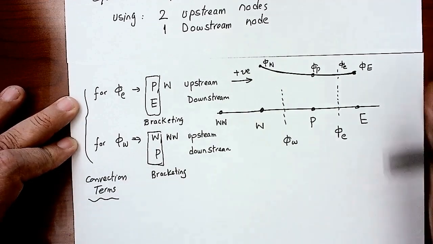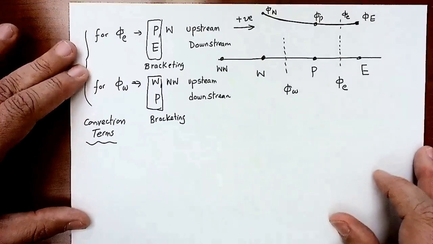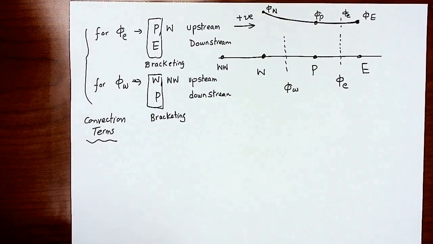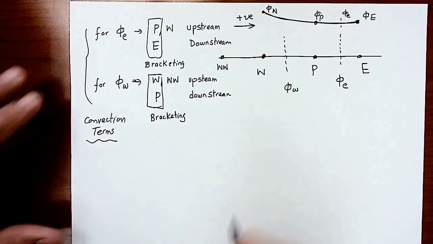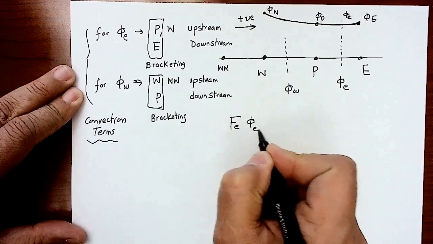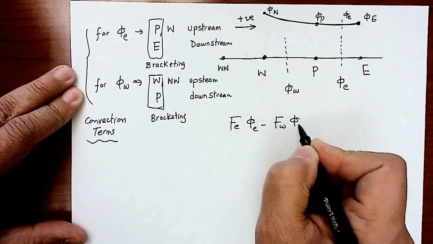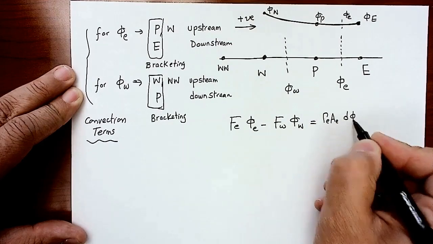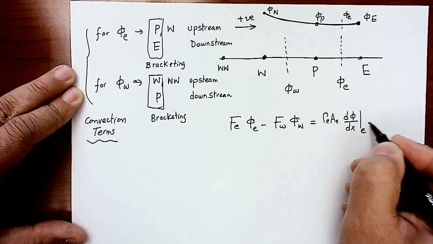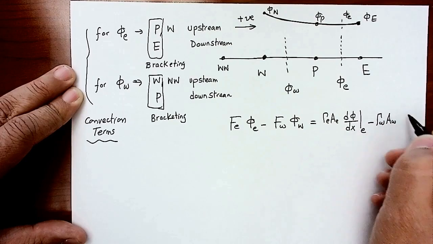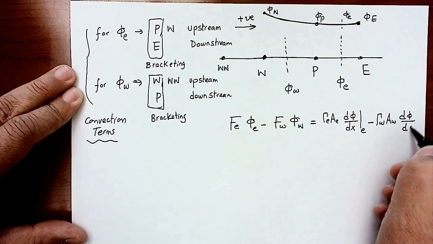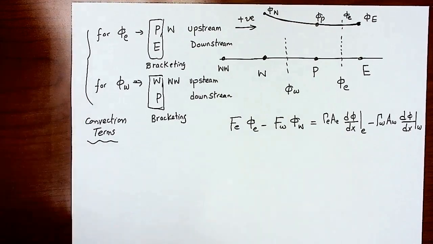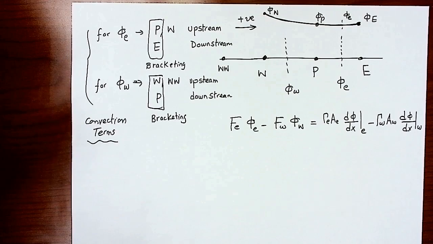If you recall, you start from the general transport equation, integrate over the volume of the cell, then use the divergence theorem to convert that into control surface approximation. Then you will end up having F east phi east minus F west phi west equal to kappa east A east d phi by dx at the east face minus kappa west A west d phi by dx on the west face. So I would say that the QUICK scheme, step number one, is you have to use two upstream nodes and one downstream node.